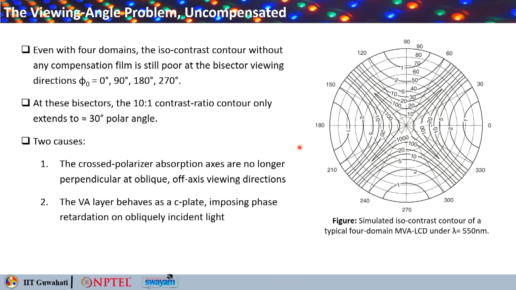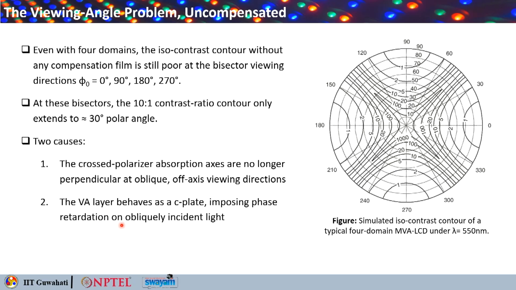So what is the physical origin of this? Explaining the two physical causes carefully, since this sets up the compensation film design work that is going to follow. The first one is that at oblique viewing angles, the projected absorption axes of the crossed polarizers are no longer exactly perpendicular to each other, right? So that basically degrades the dark state.